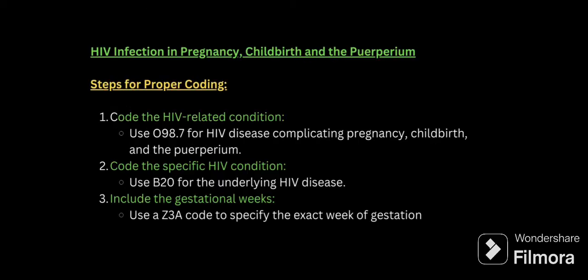Next guideline is HIV infection in pregnancy. So first we will be coding for HIV infection complicating pregnancy, O98.7-, second we will be coding for the HIV condition, that is B20, and third for gestational weeks, Z3A.-.